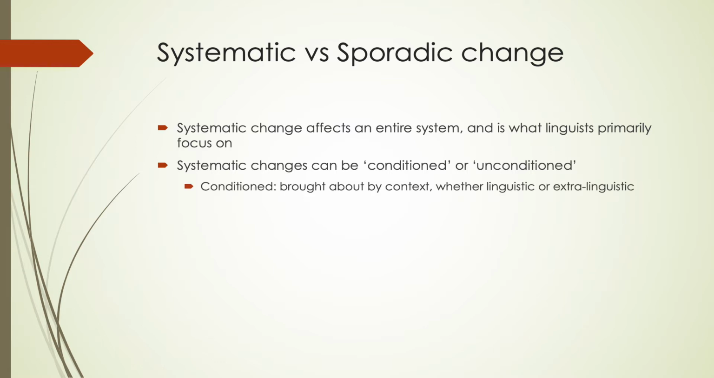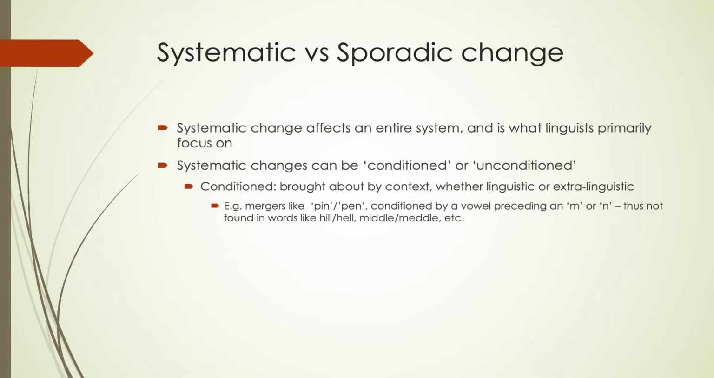So something that's conditioned is brought about by a context. And this could be a linguistic environment, or this could be something more social that's not as linguistic. So a conditioned systematic change would be a sound merger like pin and pen. So in many dialects, those are both pronounced the same way. So you can say, hand me that pin over there, I need to write something down. But this is conditioned by a specific environment. So this merger happens in front of nasal sounds, an M or an N sound. So you don't find it in a distinction of hill or hell or middle or metal, which do still retain their different vowels. This is something that's only conditioned by that nasal sound that's coming after it.